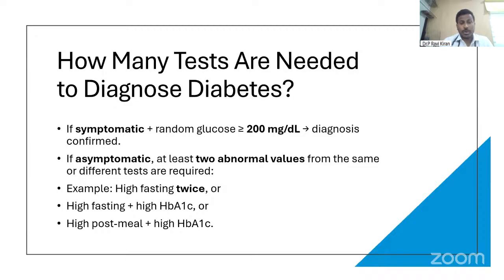This is one of the most important topics. How many tests are needed to diagnose diabetes? If symptomatic plus random glucose more than 200 mg per deciliter, diagnosis is confirmed. If asymptomatic, at least 2 abnormal values from the same or different tests are required. For example, high fasting twice or high fasting plus high HbA1c or high post-meal plus high HbA1c. We want to confirm the patient is a diabetic before starting him on medications, which would be a lifetime diagnosis.